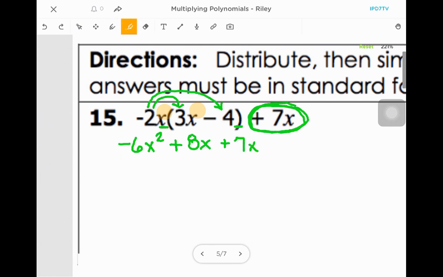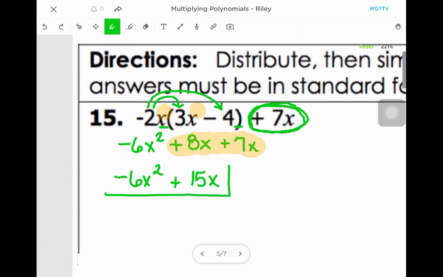Okay, now we're looking for combining like terms. Well, 7x and 8x can go together because they just have one singular x. Now be careful. We're no longer multiplying. We're just combining like terms. So -6x squared is just being brought down. And now we're just adding. Well, 8 plus 7 is 15x. And this is our final answer. Okay? Remember, we only add exponents if they're being multiplied. In this case, they're not being multiplied. These are being added.